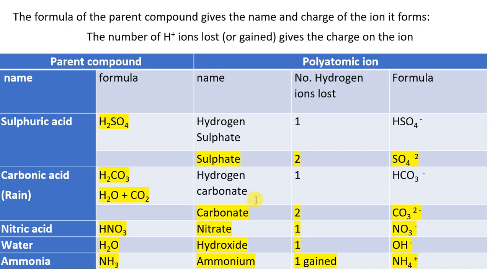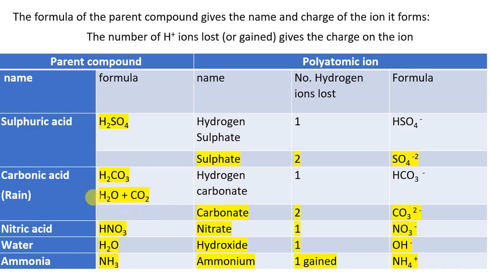And if both hydrogens are lost, that's 2H+, sulfate must have a charge of -2. Another common one, not nearly as common, carbonate, hydrogen carbonate, coming from carbonic acid. Rarely mentioned in the syllabus, but just to say, carbonic acid is rain. It forms when water, falling through the atmosphere, dissolves carbon dioxide.